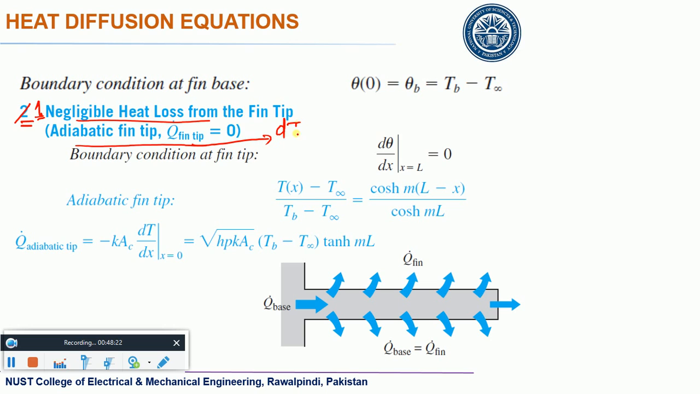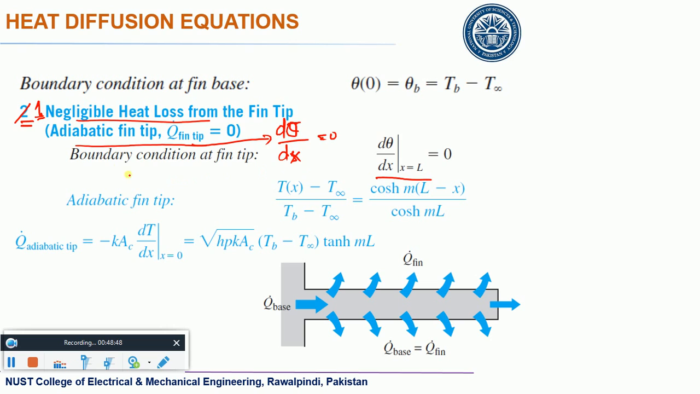Q dot is equal to zero means dT by dx, and obviously, it should not be dT by dx. It should be d theta by dx. That d theta by dx should be equal to zero. Why? Because this Q dot would be related to this flux quantity. So, at x is equal to L, at the fin tip, this quantity needs to be 0.